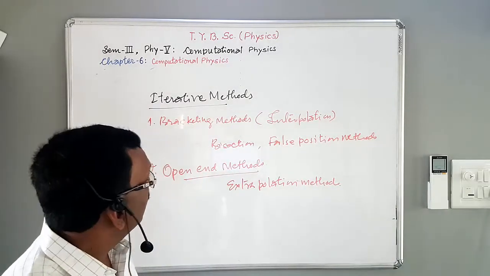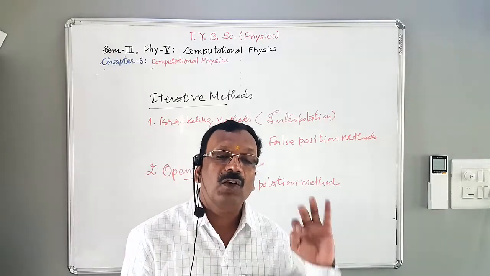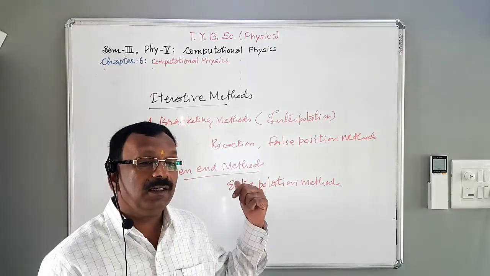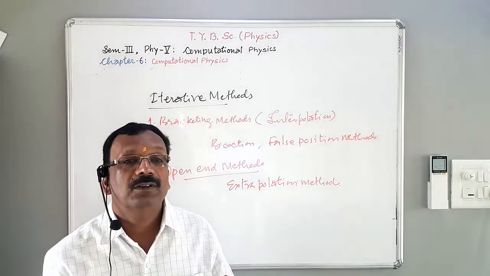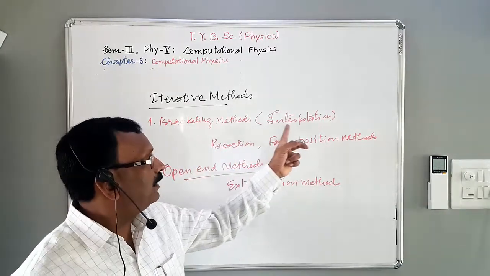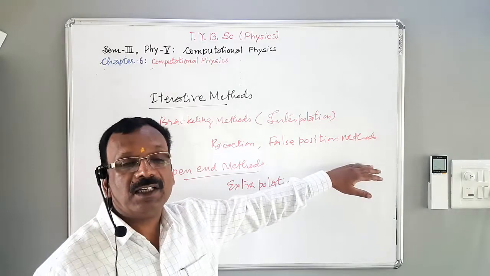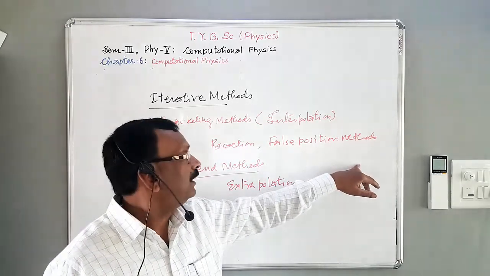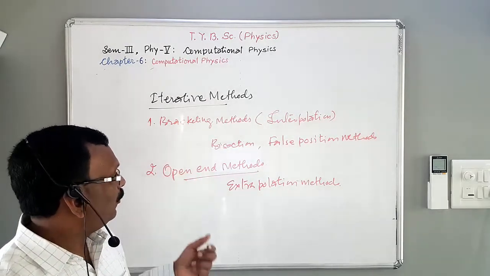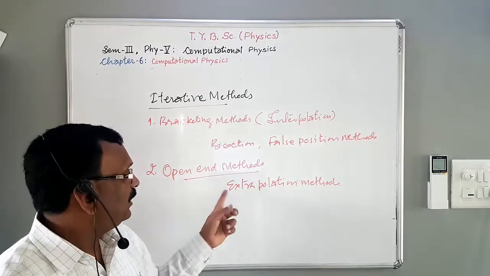Here, I am again going to repeat. There are a number of iterative methods, and all the iterative methods are based on guesses. These iterative methods are grouped into two categories. First category is bracketing method, also known as interpolation methods. Bisection method and false position methods are the popular methods in this category. The second category of iterative method is open-end method, also known as extrapolation method.